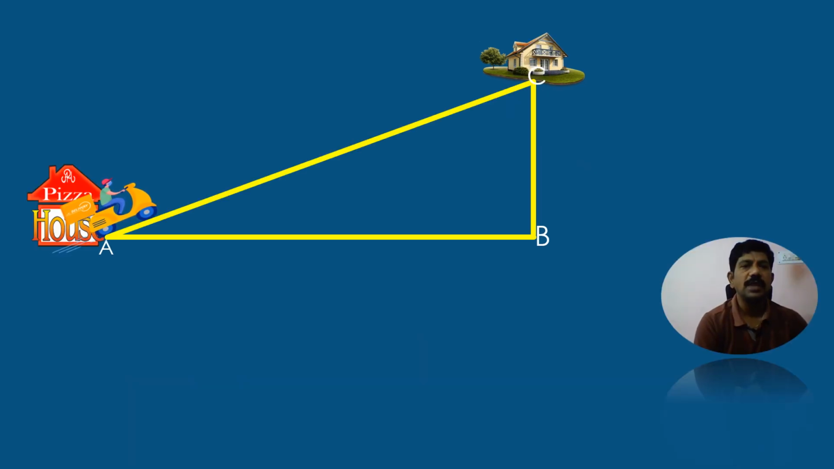Children, observe this animation. This is the pizza house. The pizza boy started from the pizza house at point A, and he wants to deliver his pizza at somebody's house located at point C. Are you clear about that one? Now he can move like this also, from A to B and B to C. But A to C is the shortest distance.